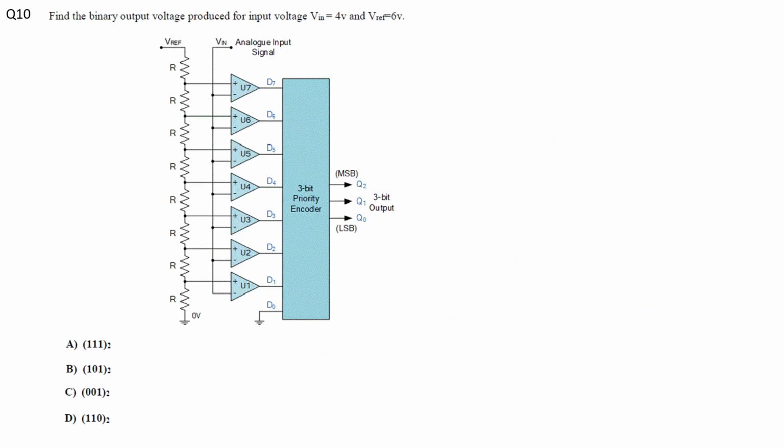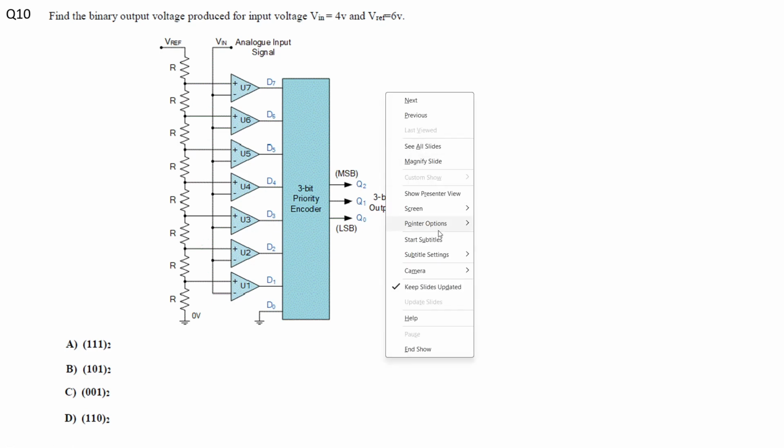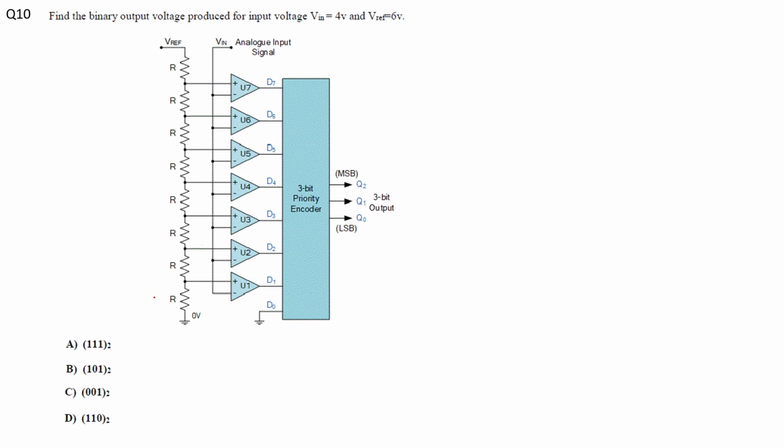This is what should I call it as ADC. Find the binary output voltage for the input voltage Vin equal to 4 volt and the V reference is 6 volt. So you need to figure out the digital output for this ADC with Vin equal to 4 volt and Vref equal to 6 volt.